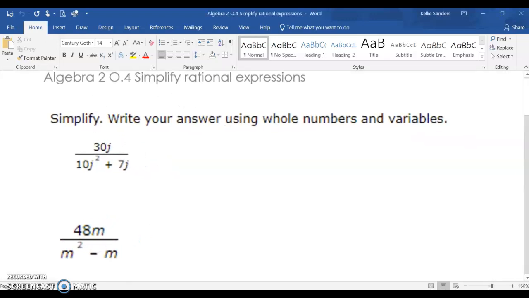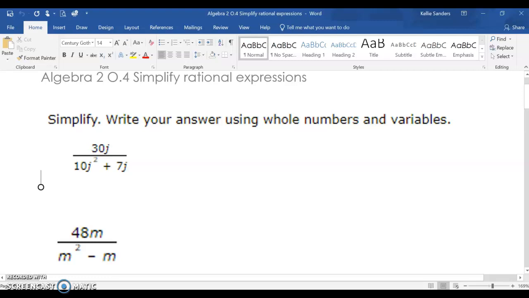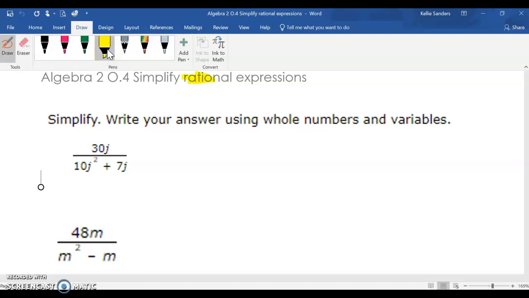X.4, simplify rational expressions. A rational expression is a ratio, a fraction. So everything that we're going to see today is going to be fractions, basically with numbers and letters in them, and we are going to simplify them. If you do not have a good understanding of factoring, which was Unit J, that's when we spent so much time on Unit J, you might struggle with this, but I will try to get you through it.